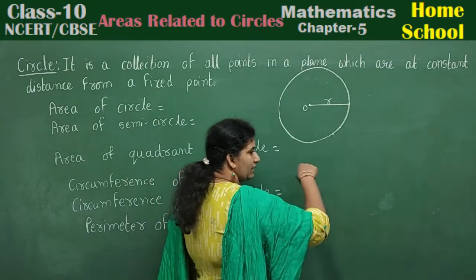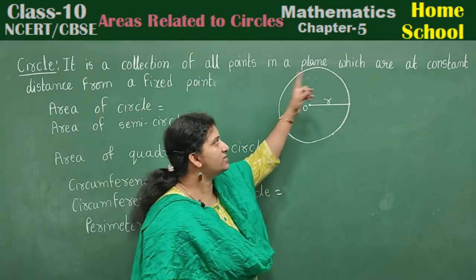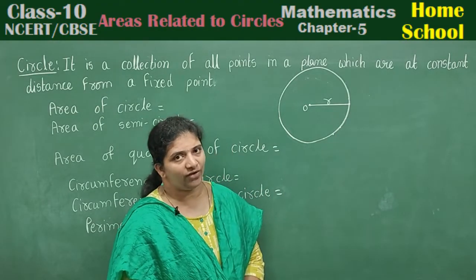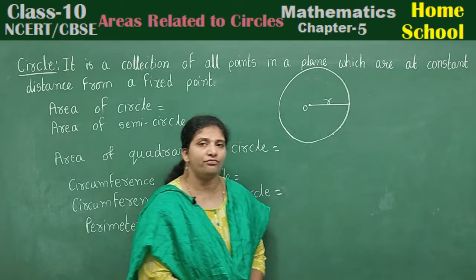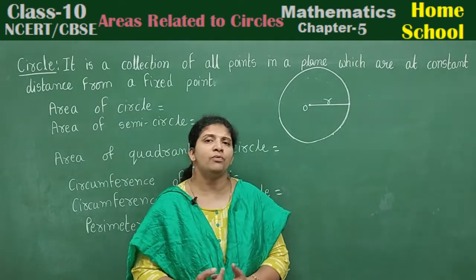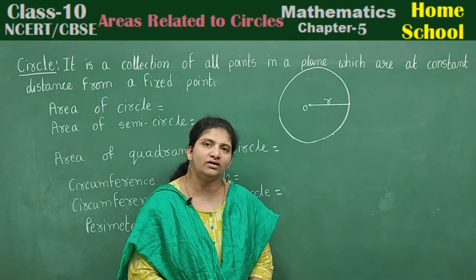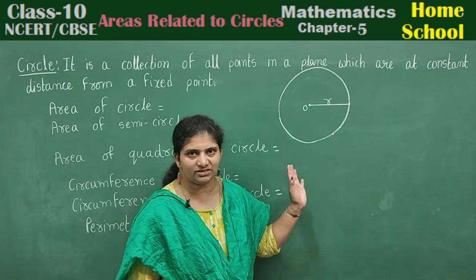So this is a circle, and this outer ring, what is this outer ring? We call it the circumference of a circle. In your problems, they may ask you the perimeter of a circle. Perimeter or circumference, both come under this ring itself.